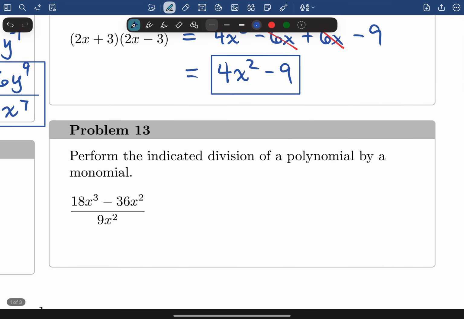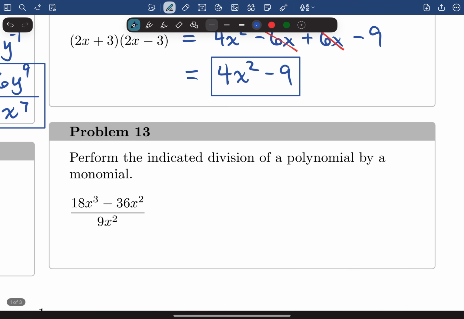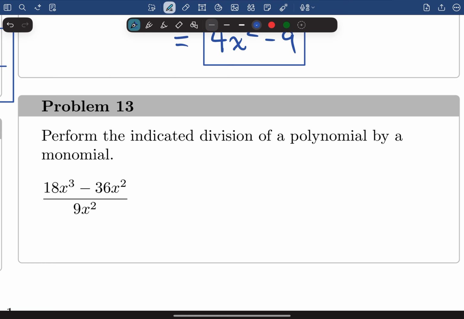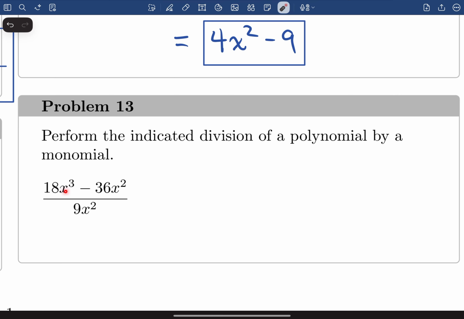Problem number 13 says, perform the indicated division of a polynomial by a monomial. Right, so I have a binomial up top in the numerator, and I have a monomial in the denominator. When you're dividing a polynomial by a monomial, all you have to do is divide each term by the monomial one at a time. So I'm going to take 18x cubed and divide it by 9x squared, and then I'll move on and take 36x squared and divide it by 9x squared.